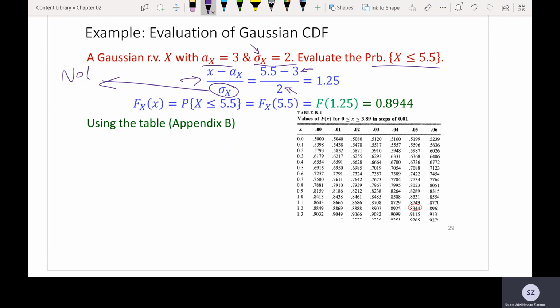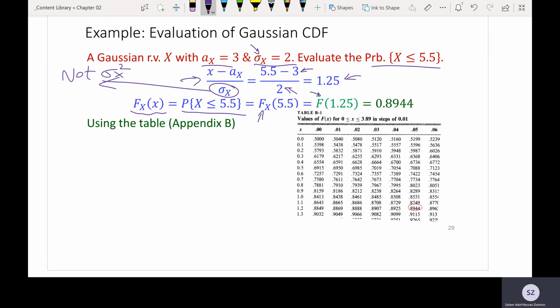Not sigma squared, common mistake. Okay? We don't divide by sigma squared, we divide by sigma, x. And then this gives you 1.25. So Fx of x, which is the probability that x is less than or equal to 5.5, this is Fx of x, right?